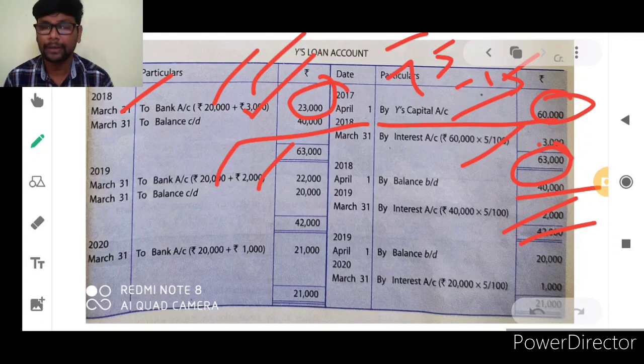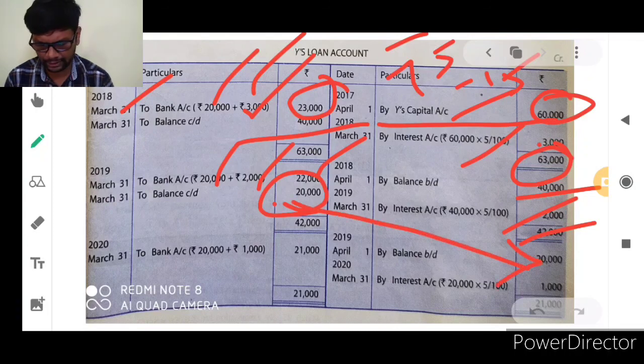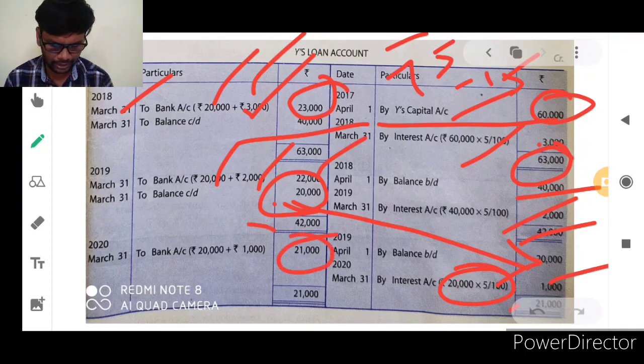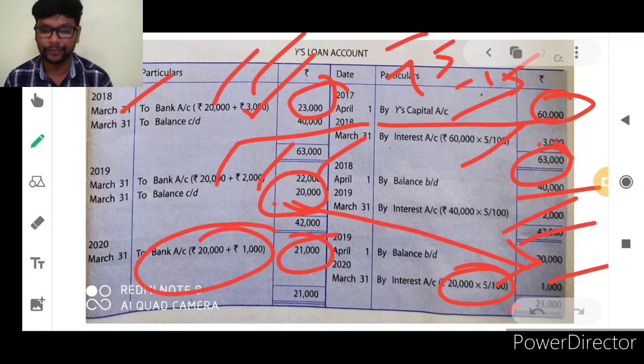Then 20 plus 2, because the second installment is 20,000, and 2,000 is the interest money, so 22,000 is paid. The remaining is 20,000, which is brought forward here. Then they calculate 5% on 20,000, that is 1,000 rupees. So 21,000 should be paid, and here 21,000 is paid finally, isn't it?